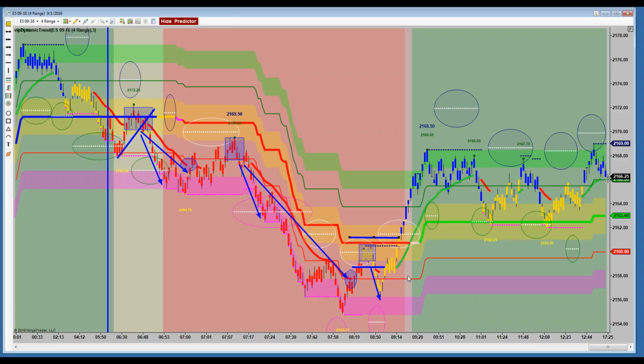Go into sim. Yeah, you could do that, sure. Yeah, exactly. It's called the break-even plus. Break-even plus 2. There you go.